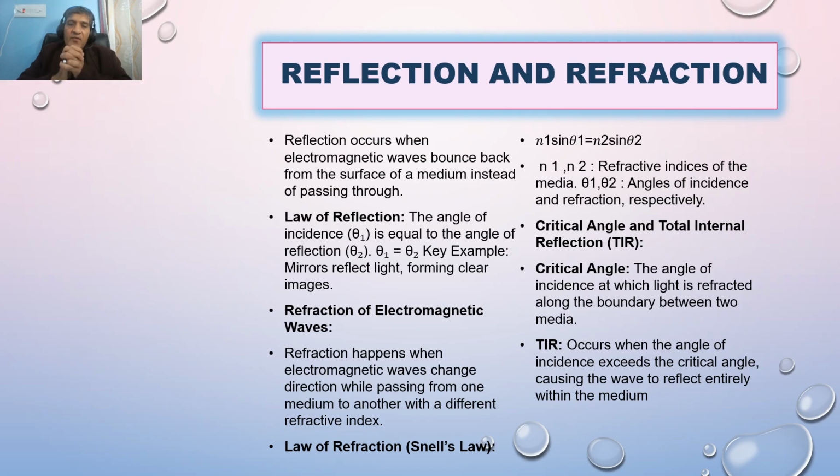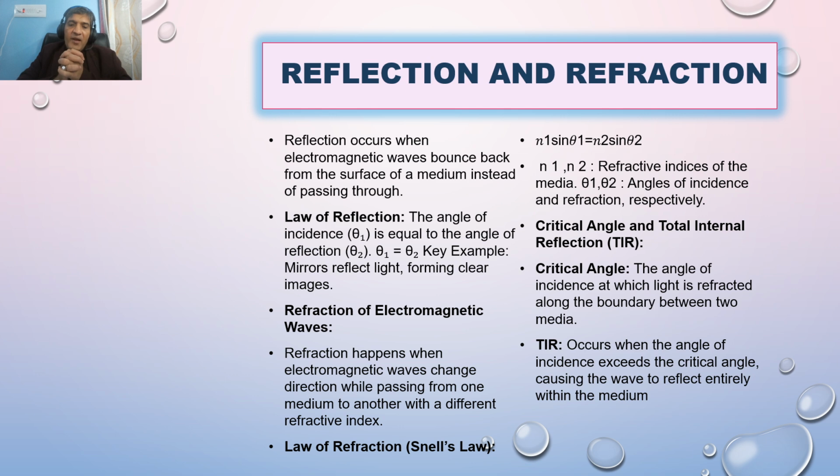Reflection occurs when an electromagnetic wave bounces back from the surface of a medium instead of passing through. And there is a law of reflection. As you all know, in optical physics we have a law of reflection and a law of refraction. So there are some basic points regarding the law of reflection. The angle of incidence is equal to the angle of reflection. Theta 1 is equal to theta 2. As we see in mirror reflection, light forms clear images because of this property.